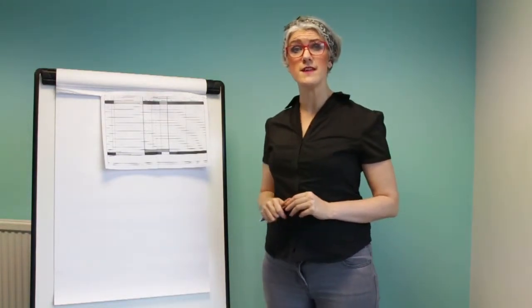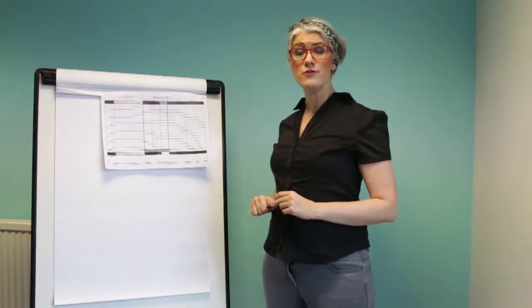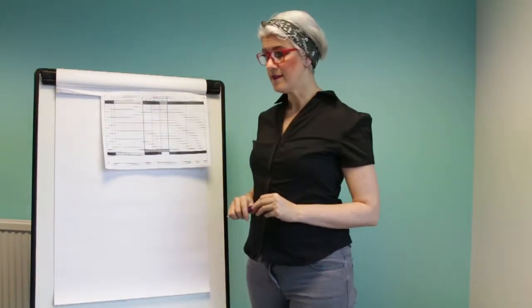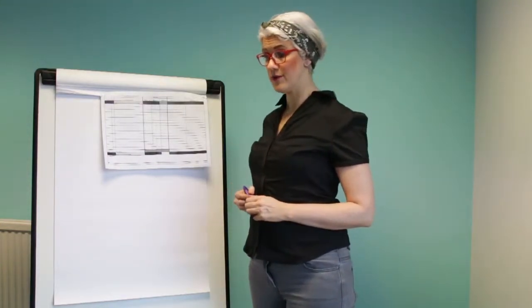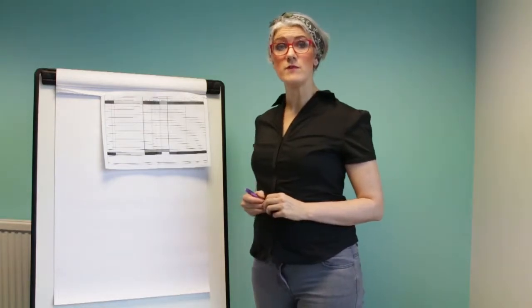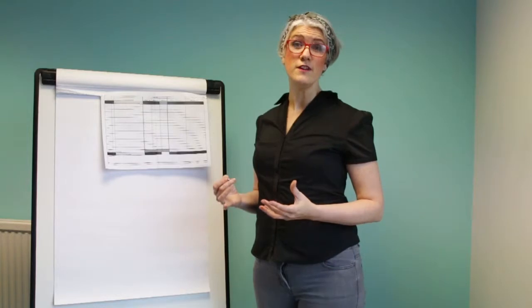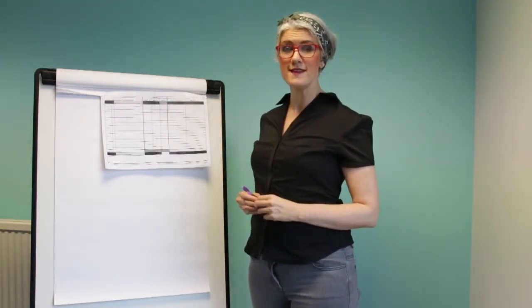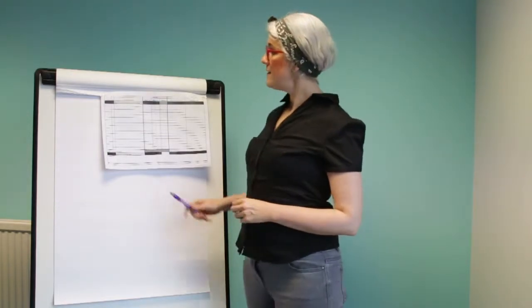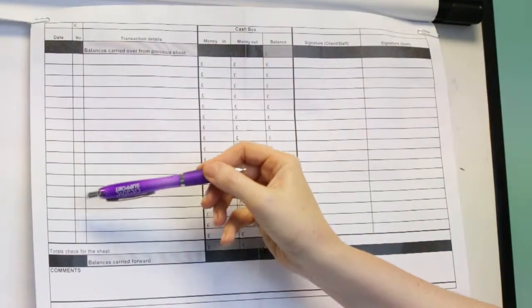It's important that the year is recorded so that if a page ever gets removed or misplaced, we know which book it belongs to. The date should be recorded for every single transaction that you record in the book. And you should not use ditto marks. Ditto marks can be written over and dates can be recorded retrospectively, so we need the full date every time, please.